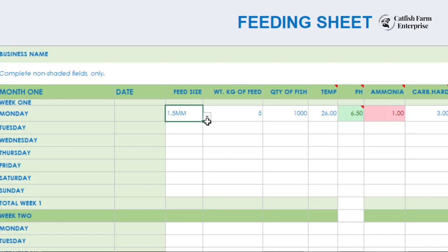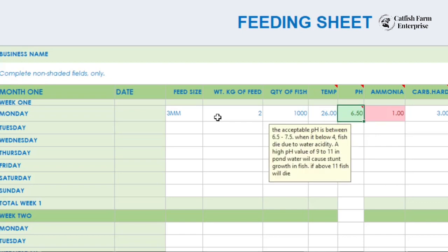For example, you want to feed, and since we already have 2 mm, we put our 3 mm, and you put how many kg of feed you're feeding for that day: 2 kg. What's the quantity of fish? We have 1,000. The water temperature, we say it's 26 degrees. Once you click on temperature, something comes out and tells you that it should be around 26 to 32 degrees. So it tells you the temperature of your water. Then for the pH also, you see a write-up that tells you that the pH should be around 6.5 to 7.5. As you can see, it's showing green, meaning that it's in the acceptable level.